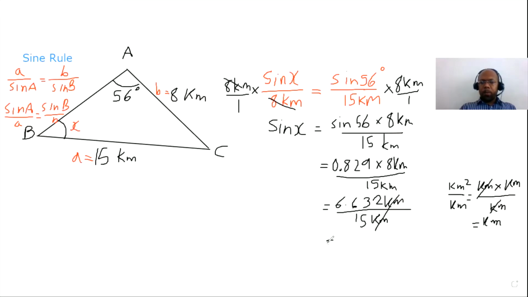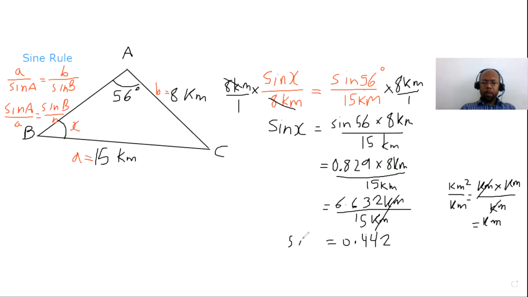And now we divide 6.632 by 15, and we get 0.442. And this is sine of x.